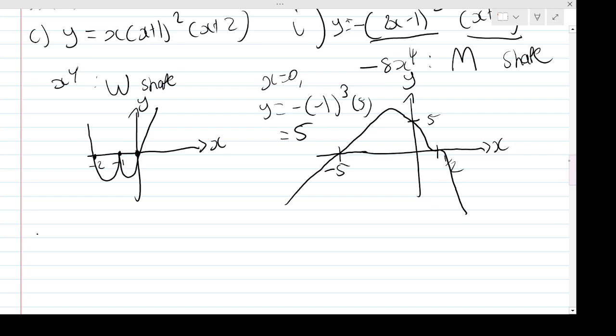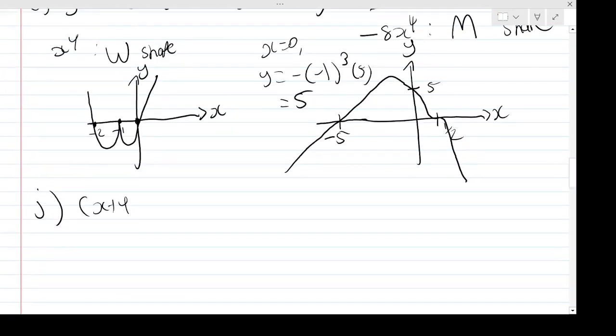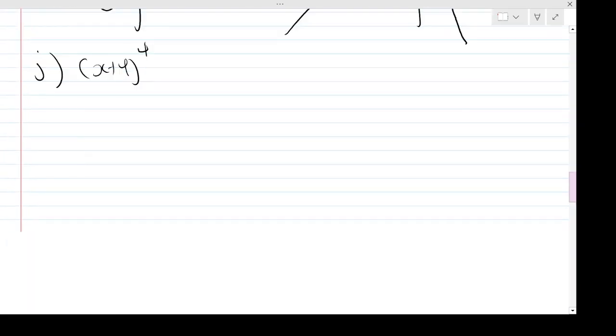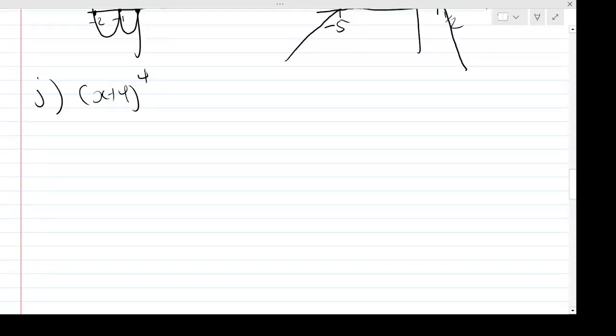And then the last part, part J, we have x plus 4 to the fourth. Now, this is the fourth power. Well, we haven't actually looked at that. We looked at powers of 1, 2, and 3 when they're single, double, and triple. But with this quadruple, well, firstly, let's look at the information we normally look for. What type of shape? Well, it's x times itself 4 times, so you're just going to get x to the 4 in the end. So again, that would be a positive shape like that.